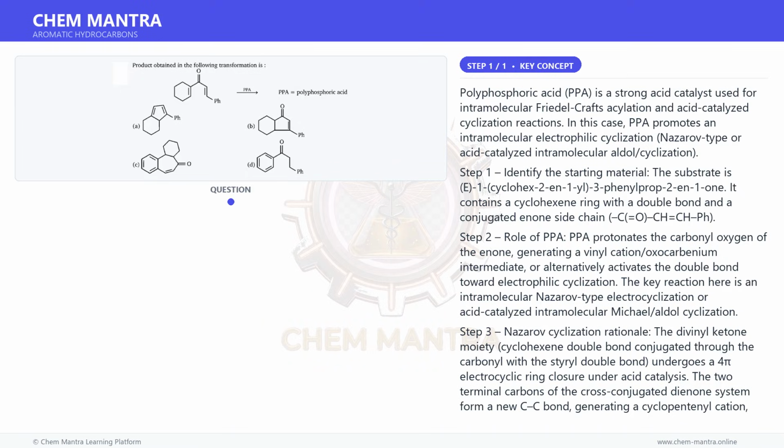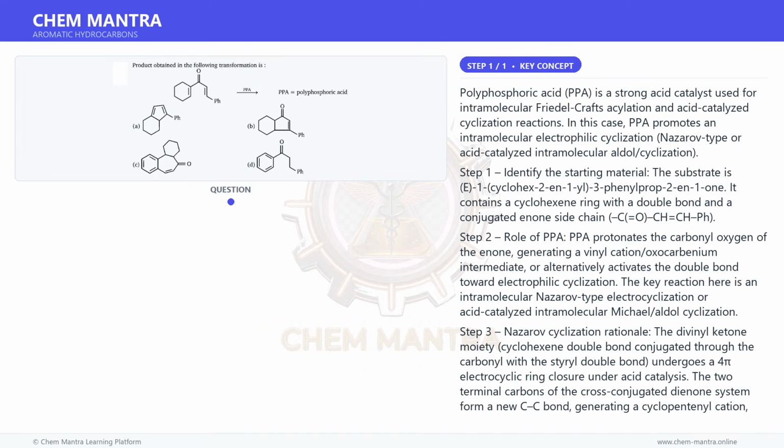Polyphosphoric acid, PPA, is a strong acid catalyst used for intramolecular Friedel-Crafts acylation and acid-catalyzed cyclization reactions. In this case, PPA promotes an intramolecular electrophilic cyclization, Nazarov type or acid-catalyzed intramolecular aldol cyclization.